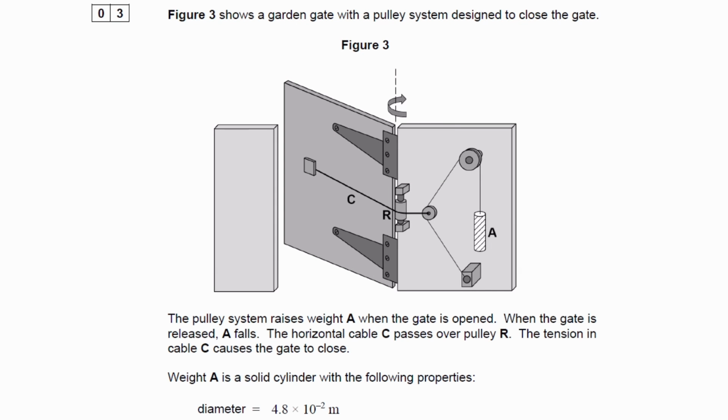Figure 3 shows a garden gate with a pulley system designed to close the gate. The pulley system raises weight A when the gate is opened. When the gate is released, A then falls. The horizontal cable C passes over pulley R. The tension in cable C causes the gate to close.